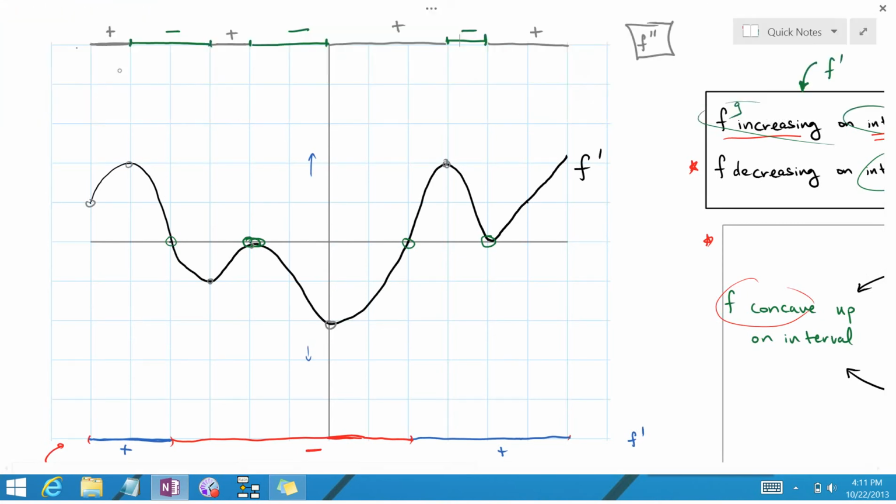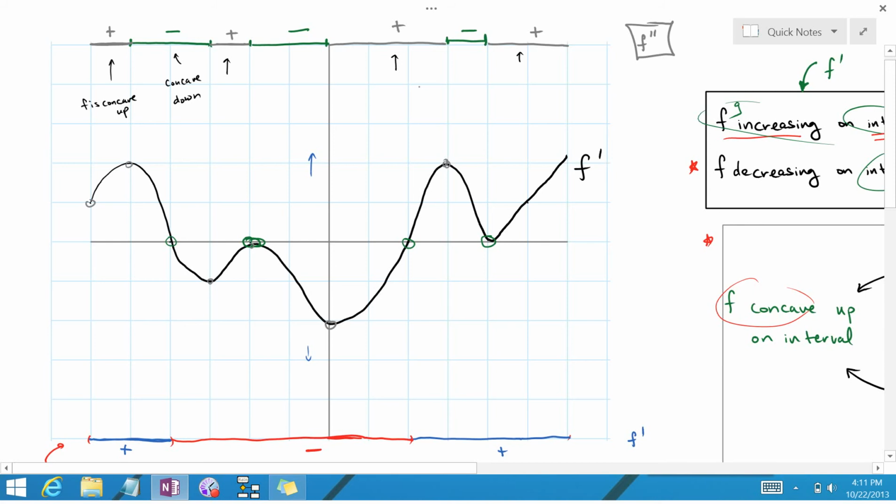And I'll switch to black here. Anywhere you have these gray intervals, here for example, here, here, and here, that's where f is concave up. So when you're drawing it, you want to draw it concave up. On these green intervals, that's where you want to draw f concave down. So you know everywhere to draw it concave up and concave down.